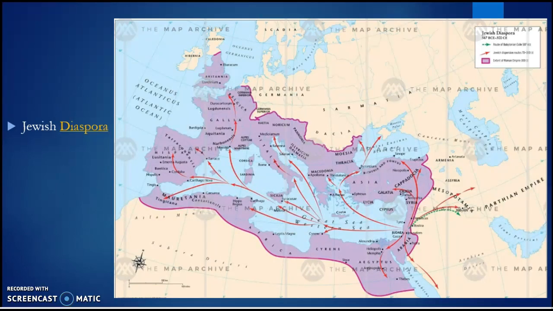Here's a map of the Jewish diaspora. Again, this was after the fall of Solomon's temple back in 587 BCE, and you can see the movement of Jews west throughout North Africa and into Western Europe, where we saw different branches of Judaism evolve, such as Ashkenazi in Europe, such as Sephardic in North Africa.